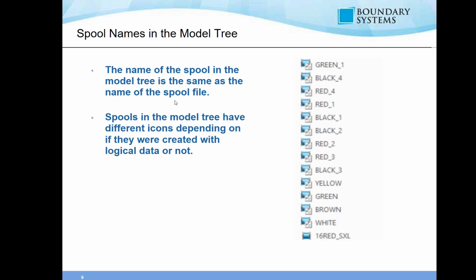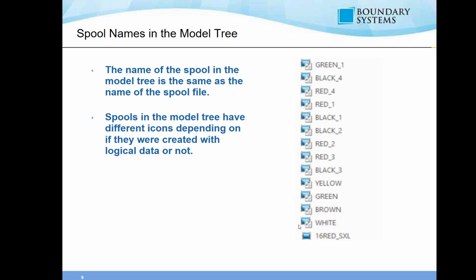Okay, so the other new thing in the cabling package is the spool names and the model trees. So if you recall how it was before in Creo 3 and prior, the spool names were not the actual names of the spools whenever you create them. Now they are. So this is how it looks in the model tree. So if you create a spool called green_1, or if you bring in a spool from logical references, then it'll be displayed in the model tree as it is named.